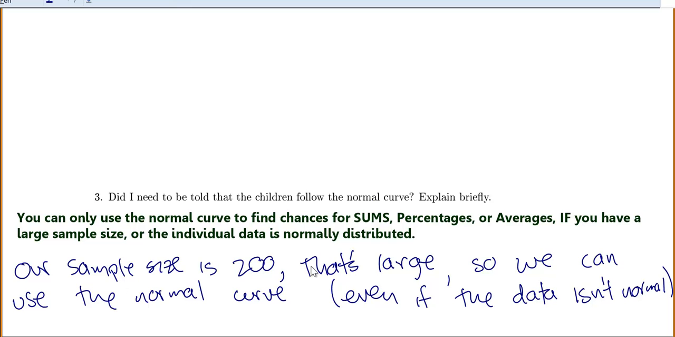So once again, since our sample size is large, we can use the normal curve even if the data isn't normal. So no, we didn't need to be told that it followed the normal curve.